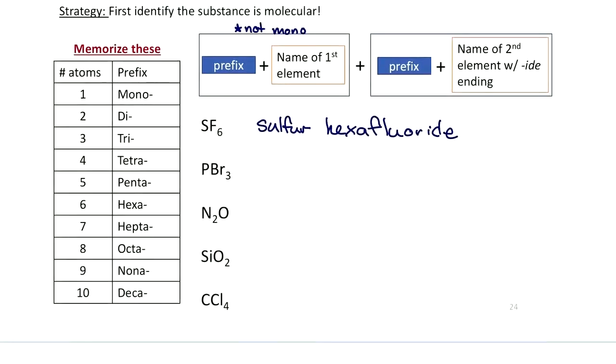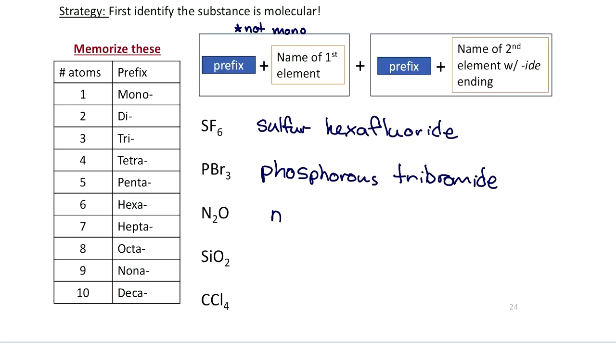If you don't know how to spell fluorine, I just remember that it's not flour. Flour is F-L-O-U-R, but fluorine's the other way. Okay, PBr4, phosphorus tribromide. Yep, so we're using those prefixes to tell the reader how many of each atom there is.